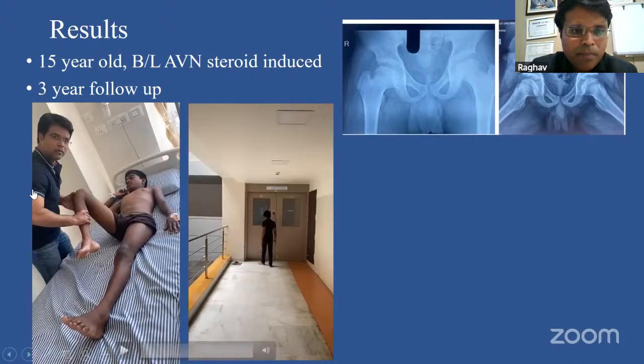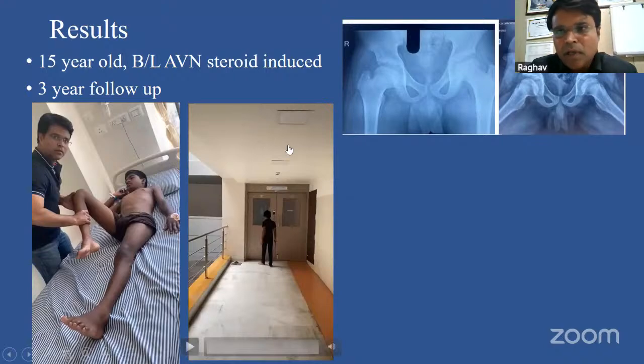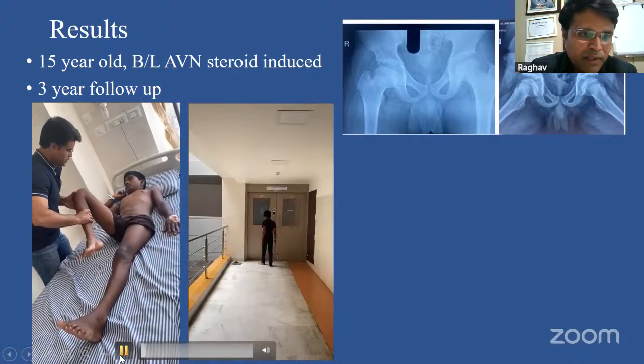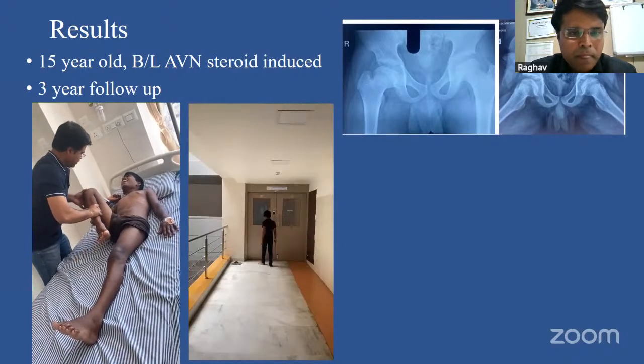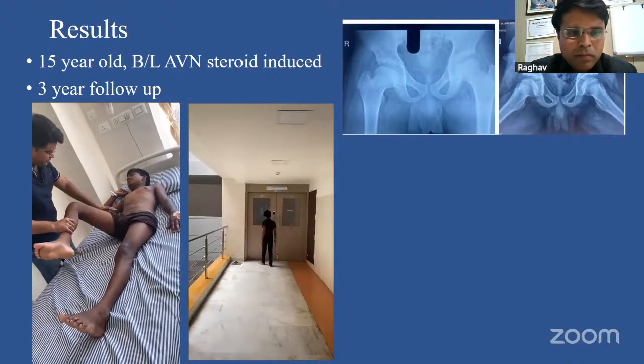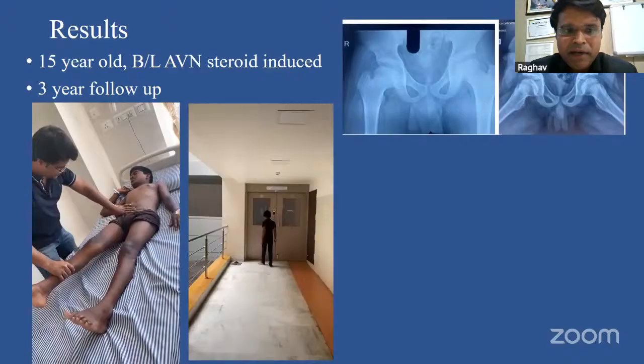This is one of my patients, pediatric, 15 years old, bilateral AVN, steroid induced. I have a 3-year follow-up of this. He had a cam impingement, and the patient was quite symptomatic before surgery, as we can see in the video. Very painful hip. All the movements globally were painful because of the associated synovitis and impingement.